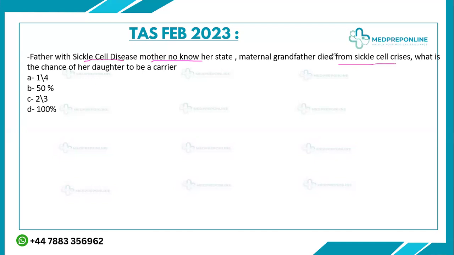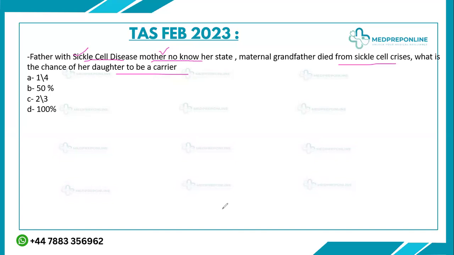So I'm making it a bit easier for you. Suppose mother is a carrier and father is affected, and now they are asking, what is the chance of a daughter to be a carrier? It's very simple. When you know that sickle cell is an autosomal recessive disorder, and you know the inheritance of sickle cell from mother or father, then it's very easy to answer.